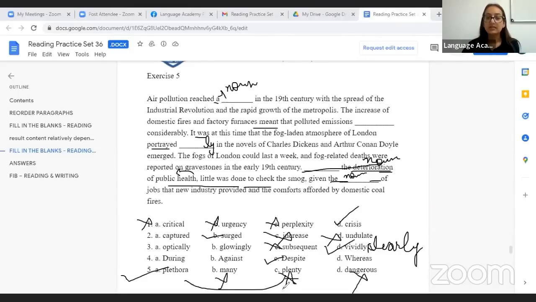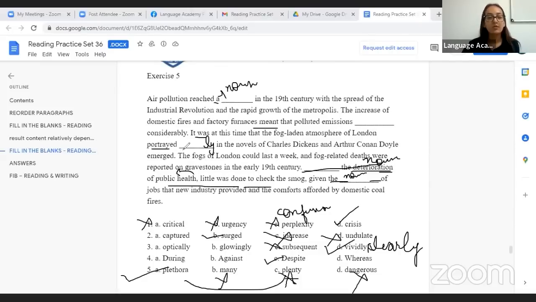So these are the answers. The first one, perplexity means confusion. We cannot say air pollution reached a confusion. Air pollution reached a crisis, a problem. Very high level of problem, that is crisis. Second, we needed past tense, so we cannot say capture emissions, but we can say emissions increased in quantity. So we'll say that they surged.